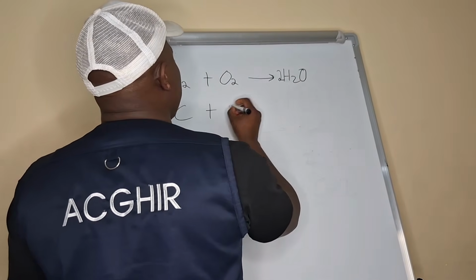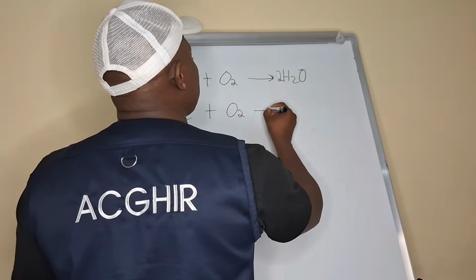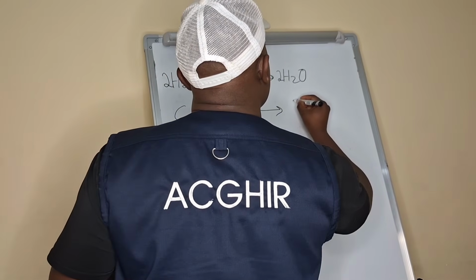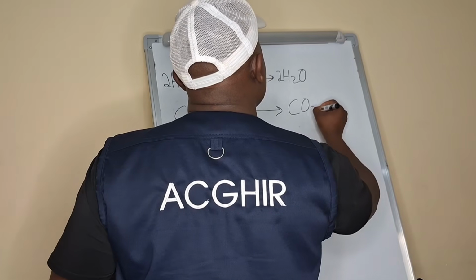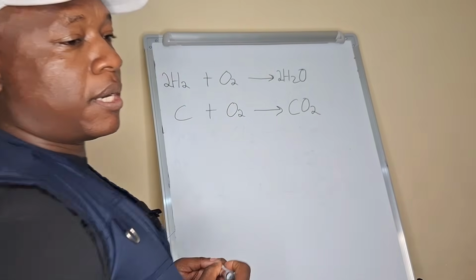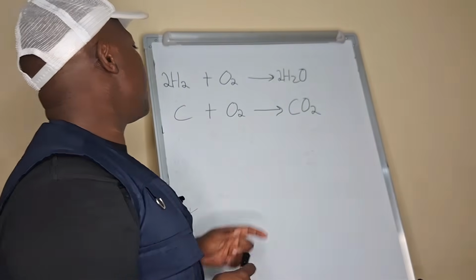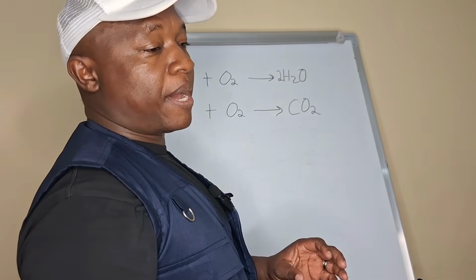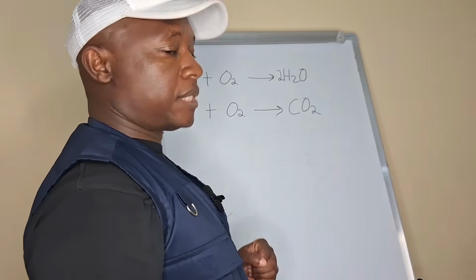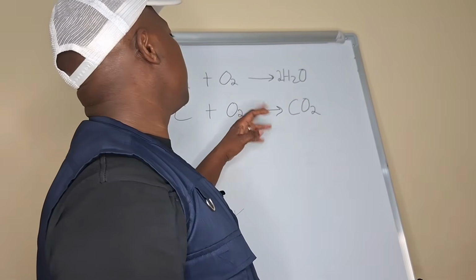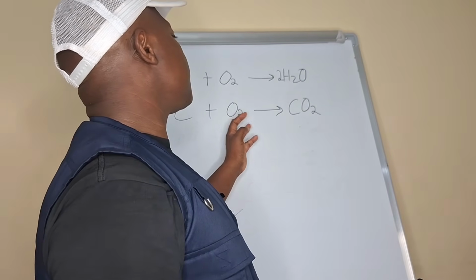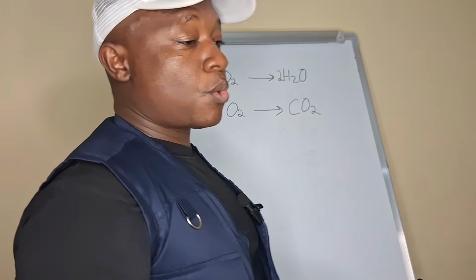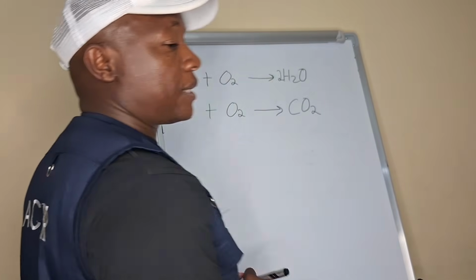Carbon plus oxygen. We know that oxygen exists as a diatomic molecule. And carbon plus oxygen, we always get carbon dioxide. So when we look at carbon atoms, one on the left-hand side, one on the right-hand side, it's balanced in as far as carbon is concerned. When we look at oxygen, we have got two oxygen atoms on the left-hand side and two oxygen atoms on the right-hand side, meaning that it is also balanced.